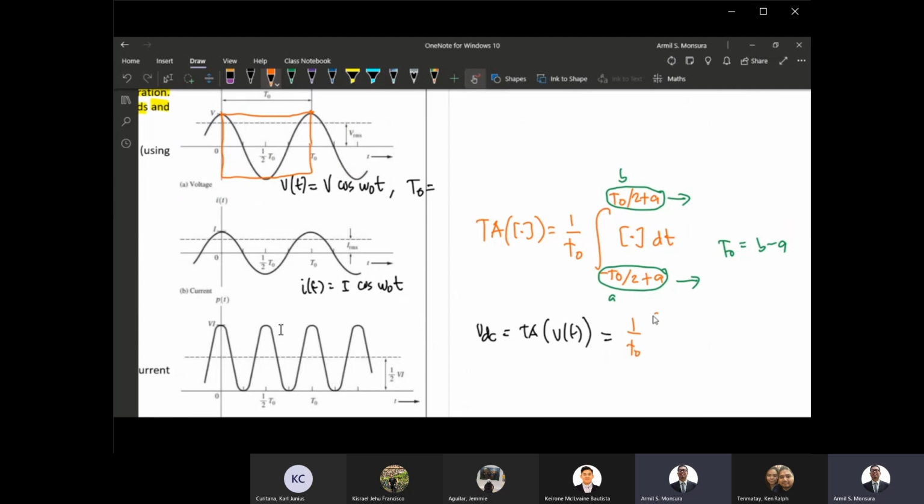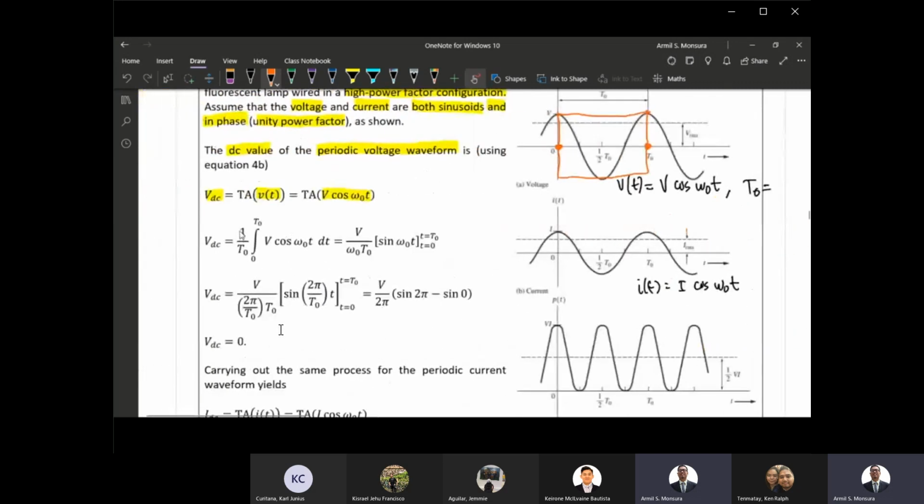So this is 1 over T0 times the integral of V cosine omega 0t dt. Okay, yan yung limits. Again, kuha tayo ng lower at saka upper limit kung saan naka-define yung ating periodic cycle. So the periodic cycle begins at t equals 0. So that's the lower limit of our integral. The upper limit is T0. So that's how we choose the limits. So 1 over T0 times the integral of V cosine omega 0t dt from 0 to T0.